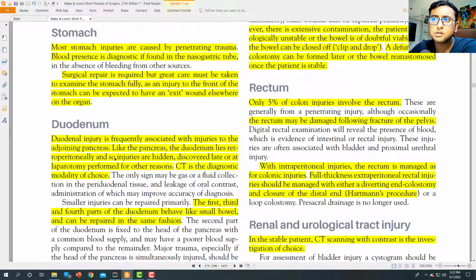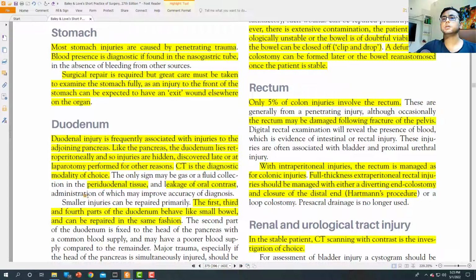Like the pancreas, the duodenum lies retroperitoneal also, so injuries are hidden, discovered late, or undiscovered at a laparotomy performed by other physicians. CT is the diagnostic choice. Here also a CT scan is mandatory. The only sign may be gas or fluid collections in the periduodenal tissues, where you can see some fluid, and leakage of oral contrast.